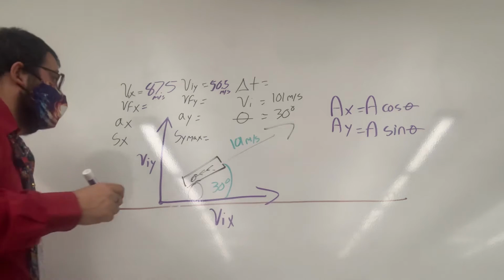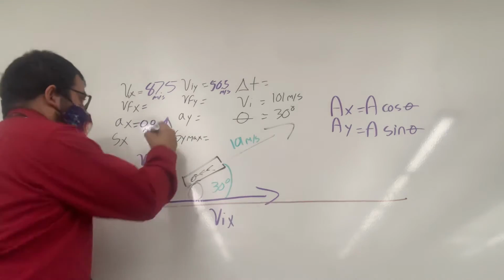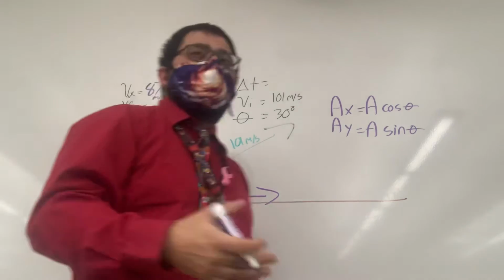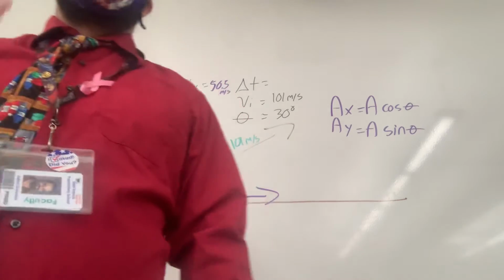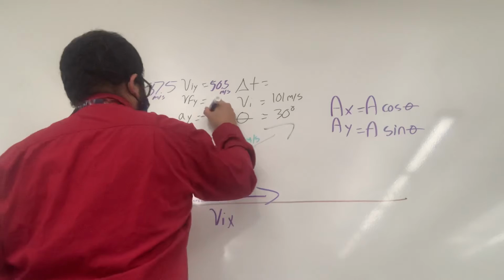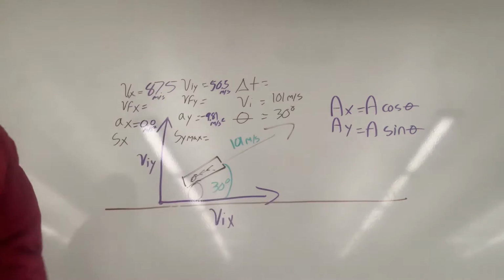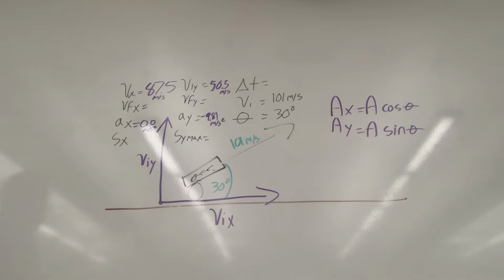Acceleration in the x is 0, because we're assuming that there is no air friction, air resistance, or anything like that. AY is negative 9.81 meters per second squared, because we're assuming this is on Earth, it didn't say it was on Pluto or Krypton or something else.